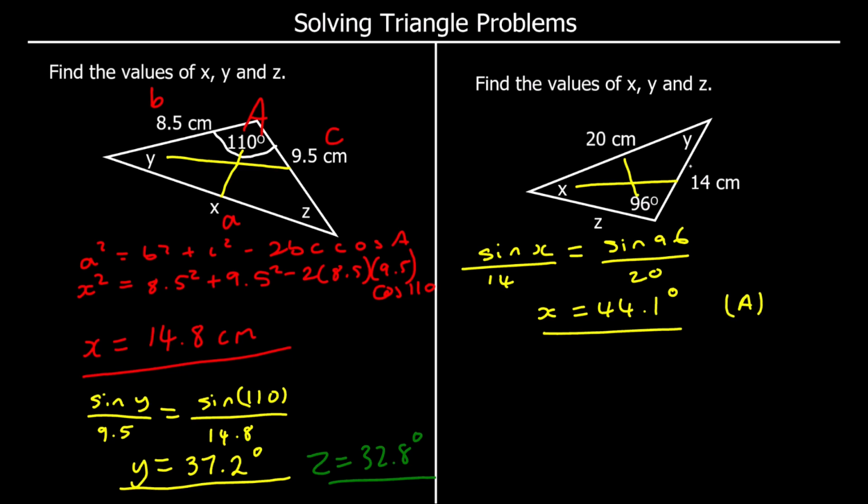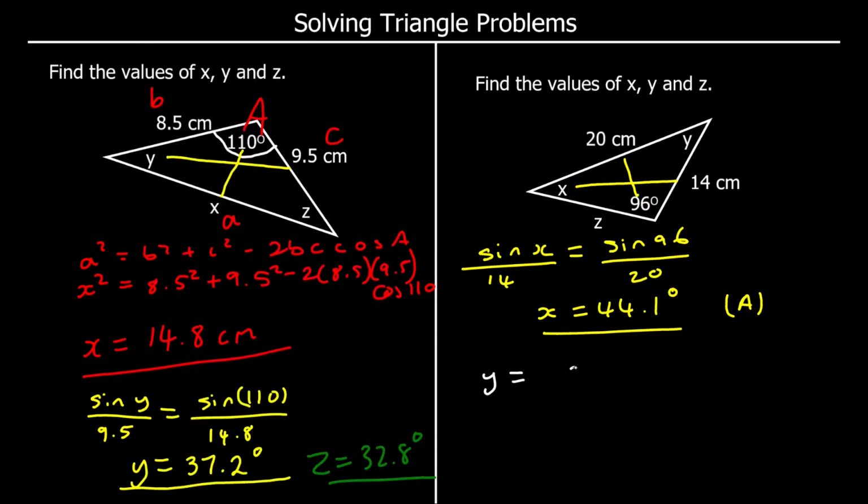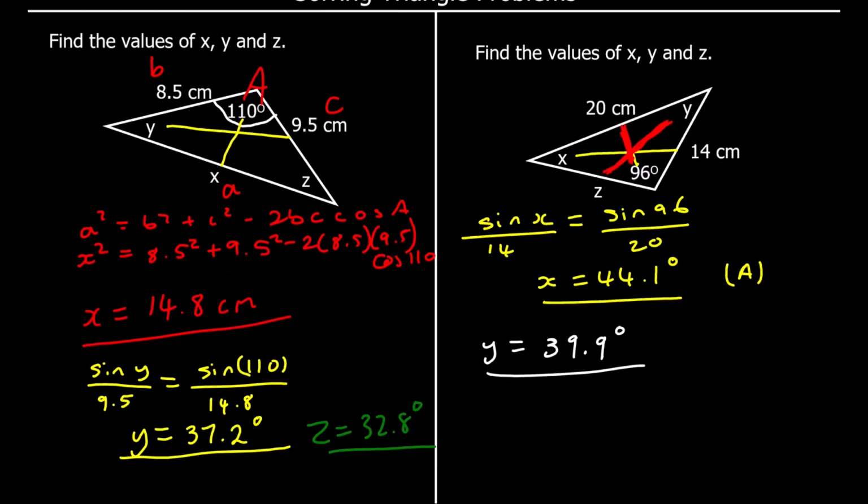We can find y: 180 minus the answer, minus 96, 39.9 degrees. And then we have another length to find. So let's do another sine rule. So z is opposite y, and we'll have 20 and 96. So we're finding a side.